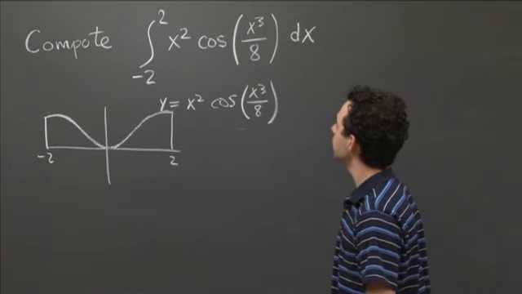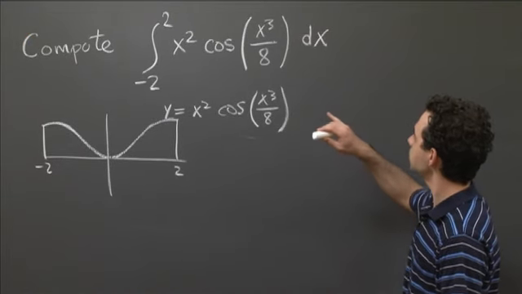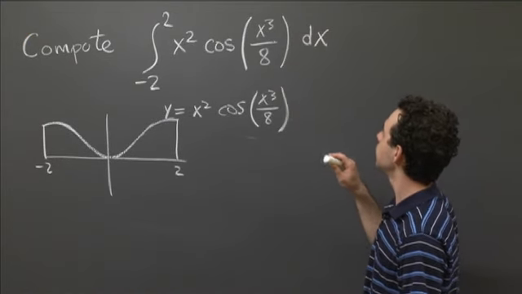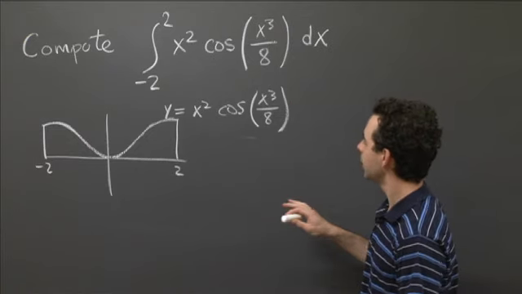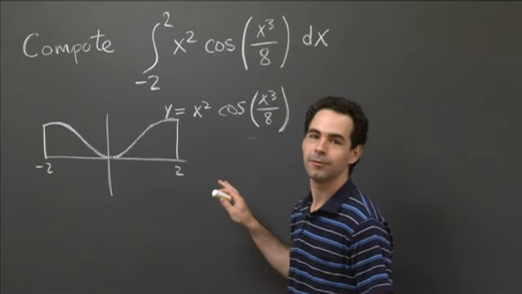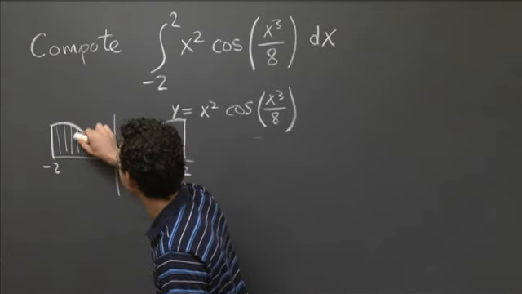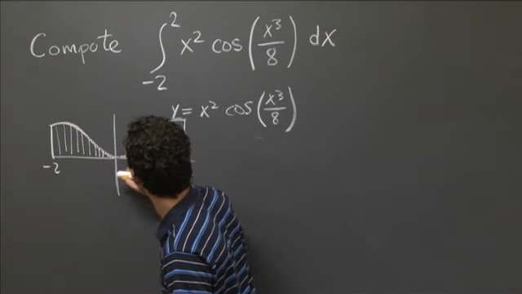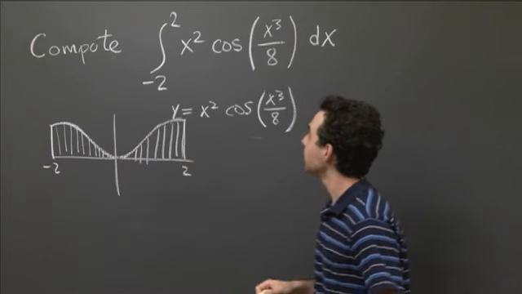Compute the integral from -2 to 2 of the function x squared cosine of the quantity x cubed over 8 dx. This is a kind of weird integrand. Here's a very rough graph of what it looks like. It's a positive function over this interval, so it's the area of this region that I'm asking you to compute.